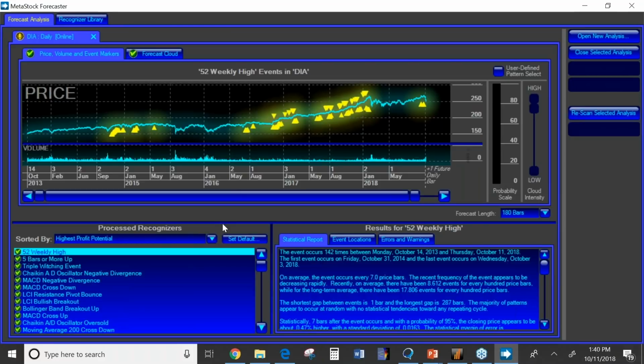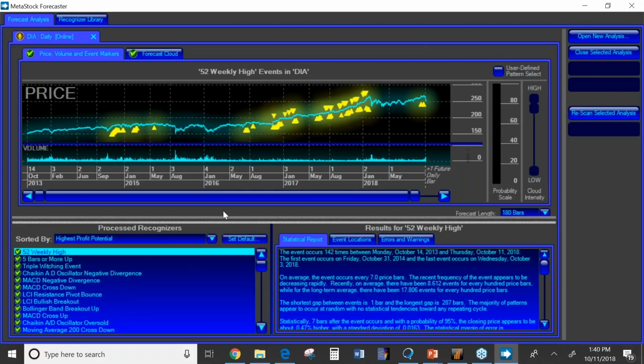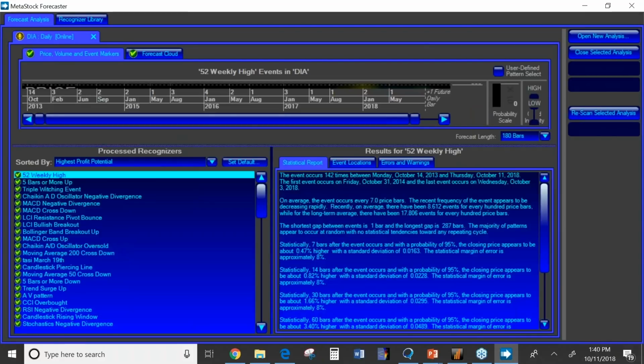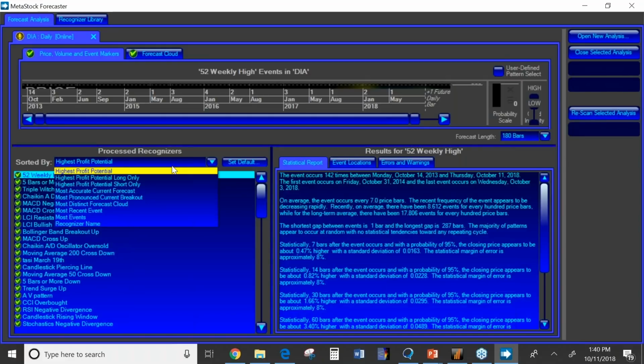Just so you can see this a little better, I'm going to scroll it up a little bit. I can rank these different recognized events based on how recent they happened, or how much profit potential they have, or which ones are most accurate right now. I'm going to rank them based on which ones are most recent, and to do that, I just click on most recent event right here.